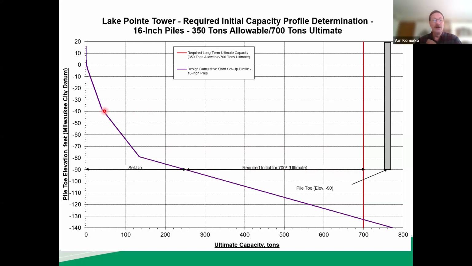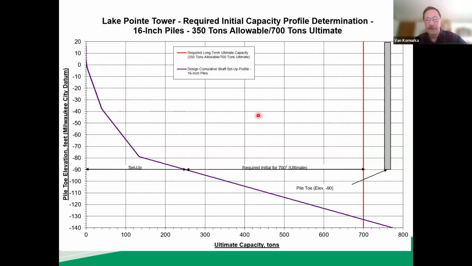Now at higher elevations, up here, if we're at toe elevation minus 40, and we're only expecting 50 tons in setup, then we need the evidence during our driving, a blow count that corresponds to 650 tons initial. Conversely, if we go deeper, down to, say, here, and we expect 500 tons in setup, we're at this toe elevation now, we only need to evidence 200 tons during initial drive. So I'm hoping everyone follows that, so that as you go deeper, your required initial decreases. It decreases like this.